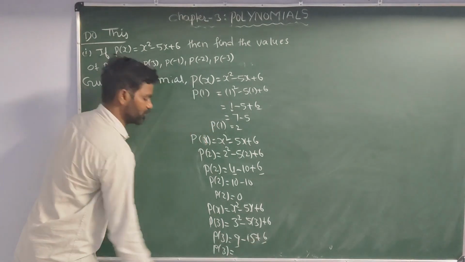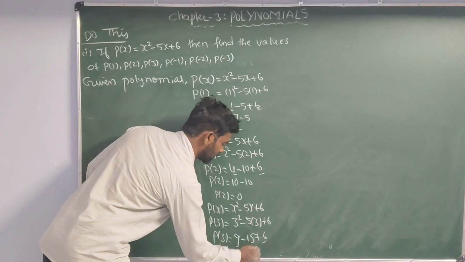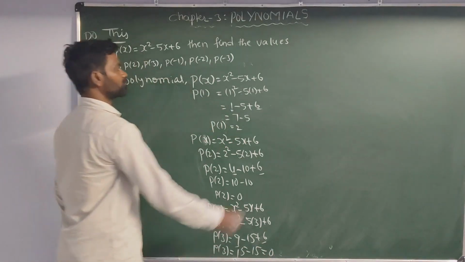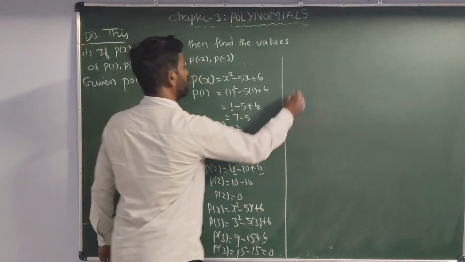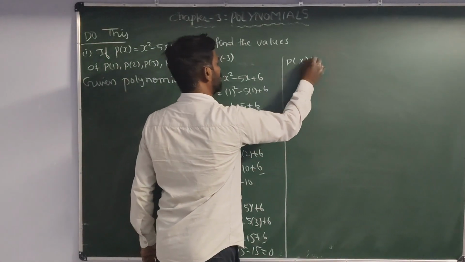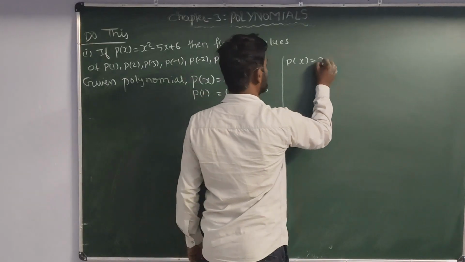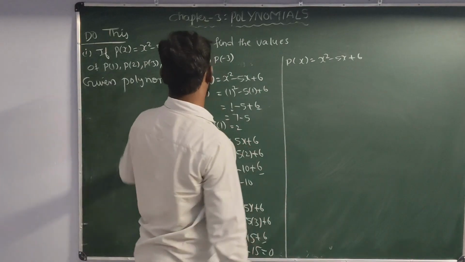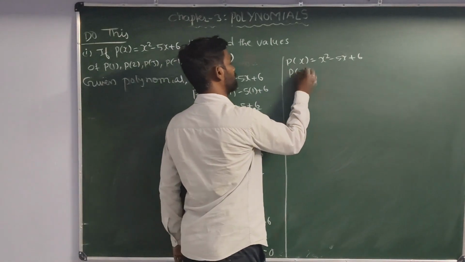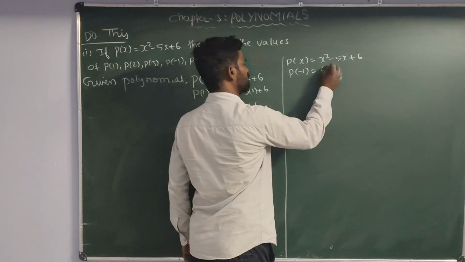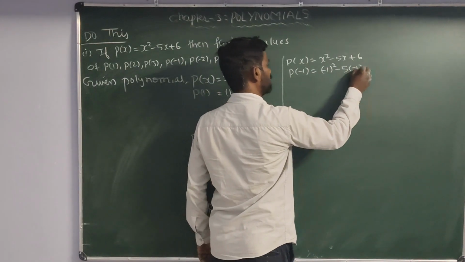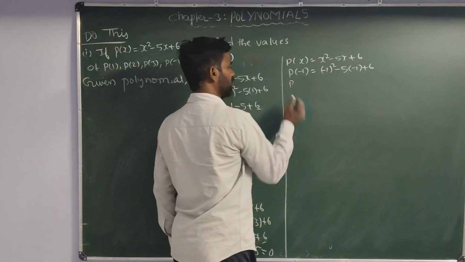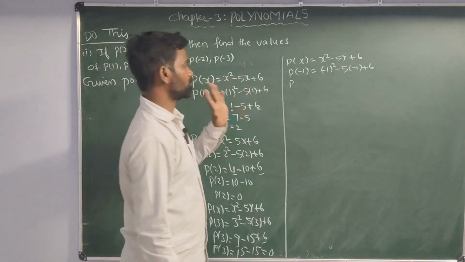9 plus 6 it is 15. 15 minus 15 and that is equal to 0. In the same way, next P of x, write the given polynomial, that is x square minus 5x plus 6. Now write the value of P of minus 1. So P of minus 1 is equal to minus 1 whole square minus 5 into minus 1 plus 6. So wherever x, you have to substitute minus 1.